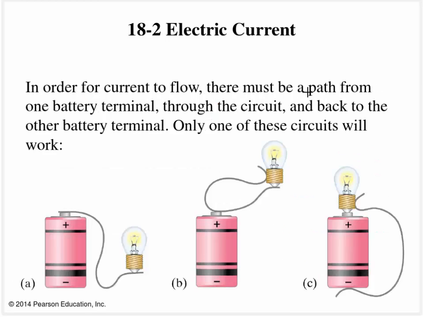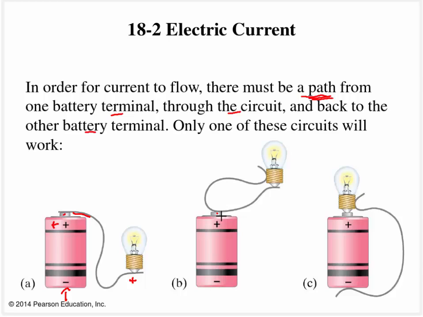And again, just to really highlight it, we must have a path from one battery terminal through the circuit and back to the other battery terminal. So if you take a look at A, B, and C, only one of these circuits will actually work. Here we have the positive battery terminal just touching this guy right here. It's going to give it a positive potential, but nothing's going to flow. There's no path to this negative terminal.